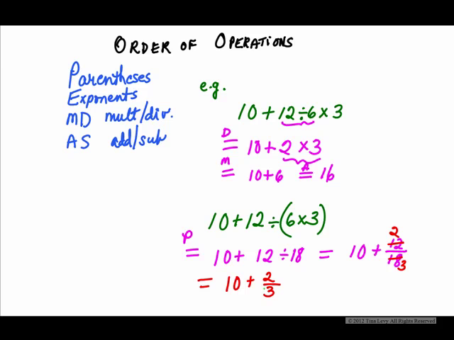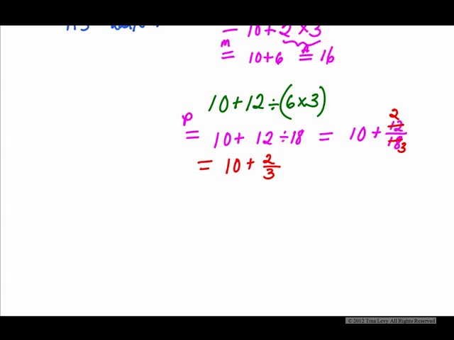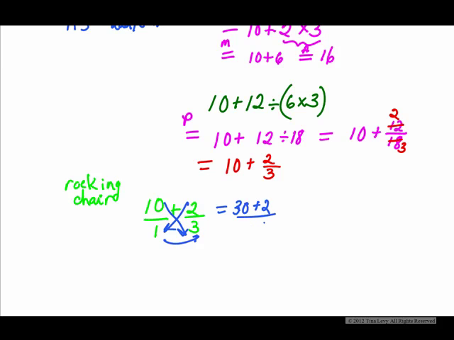As an aside, I have a very nice shortcut for adding fractions. I call it the rocking chair. And the way the rocking chair goes, it's like this. I have 10 over 1 plus 2 over 3. I cross multiply 10 times 3 divided by, this becomes 30 plus 2 divided by 3. So this is 32/3. And that would be our answer.